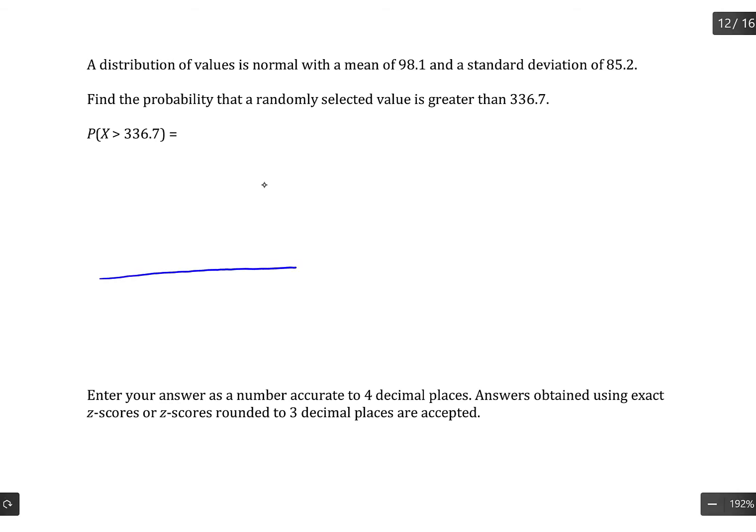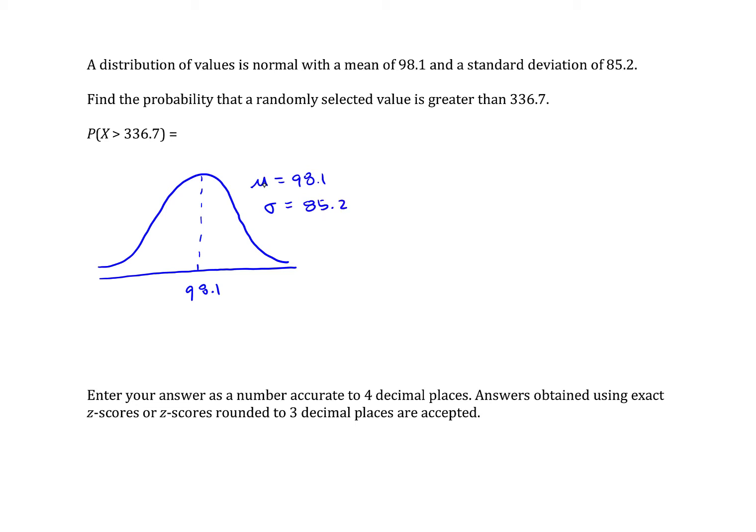Well, we know that our distribution is normally distributed. So let's draw a bell curve. And the pertinent information for any bell curve is the value of the mean, which is the center point of our data, and the standard deviation. Now this standard deviation is very large in comparison to the mean, but that's perfectly okay.